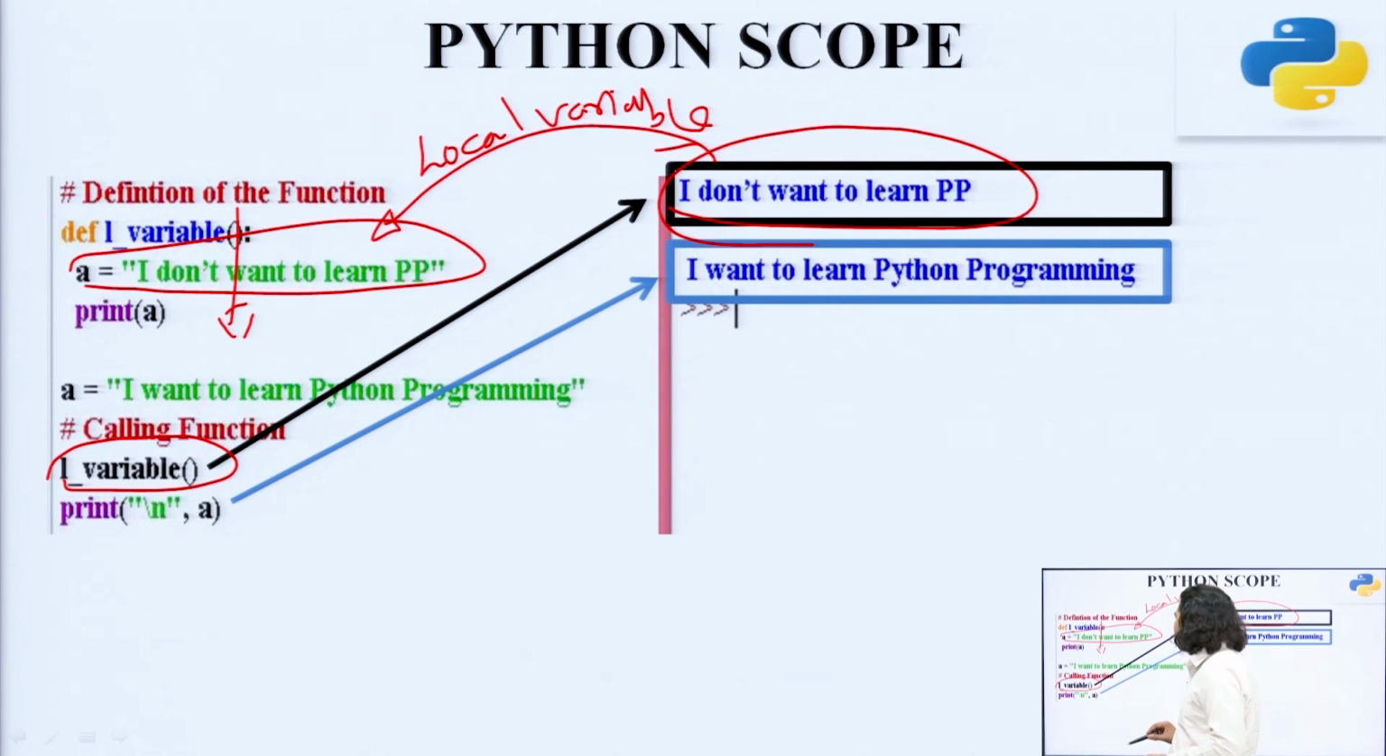And due to this, right now in the memory there is no such variable referred to as a. So, in the next statement you are asking for a again, but now this a is referring not to a local a, but to a global a, that is this statement. So you can see there is a change in the statement: "I want to learn Python programming."